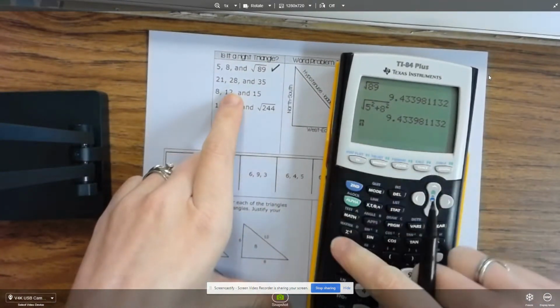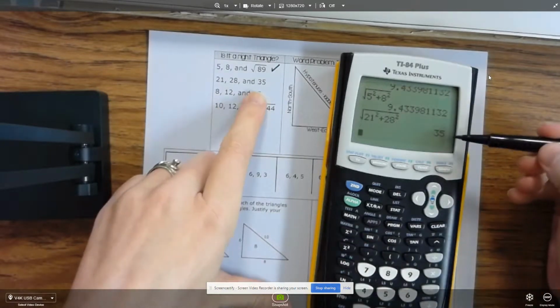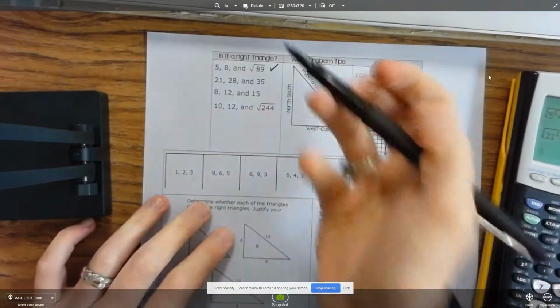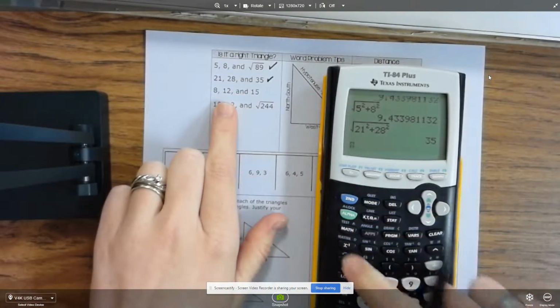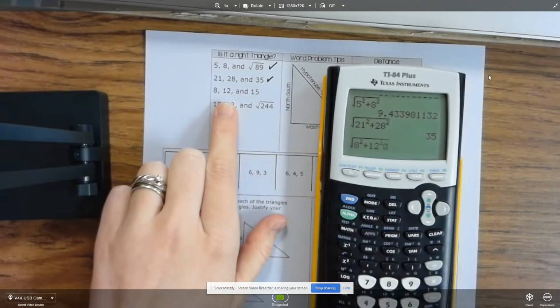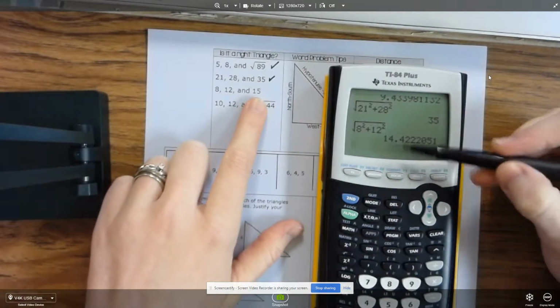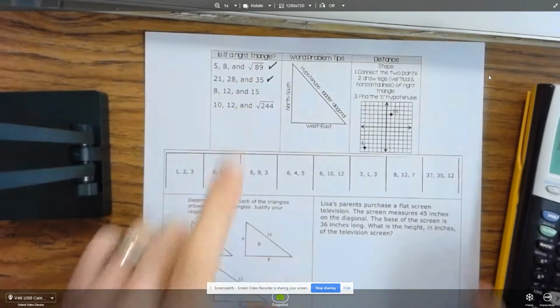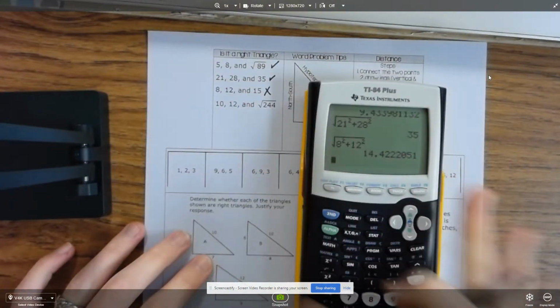And so then we do the same thing here. So 21 squared plus 28 squared, and I get 35, so that one is a right triangle as well. And then I have 8, 12, and 15, so just the same process, but this time you see that I don't get 15, and so it would have to be 15 exactly for that one to be a right triangle, so that one is not a right triangle.